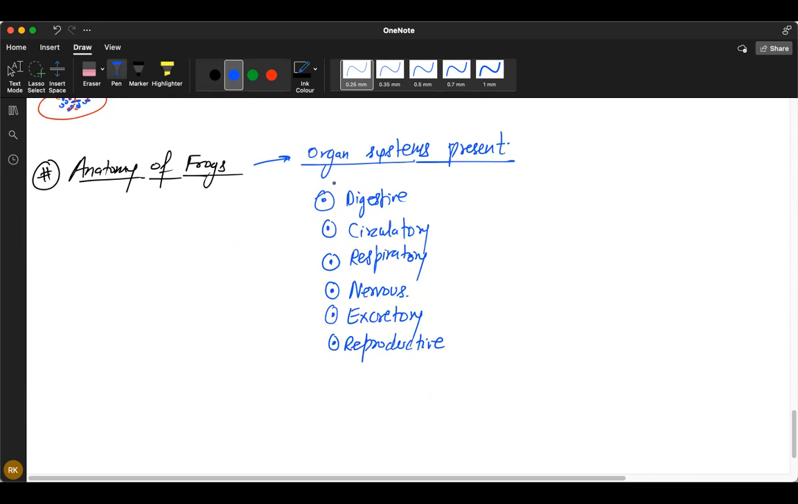But you can see that all these systems are also present in humans, right? So their physiology includes almost all the organ systems that humans have. They also have a skeletal system, lymphoid system, and immune system, etc. So the digestive system, what kind of digestive system is it? Open or closed?